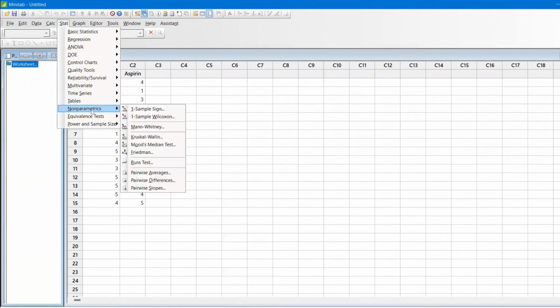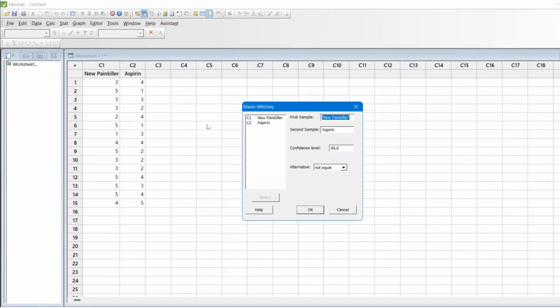So we can take non-parametric and go to Mann-Whitney, because we are talking about two groups, and whether they differ or not. So just have a go. First sample is painkiller, the second sample is aspirin, and the confidence level we can keep at 95%. In some cases, even if you want 99, you can do it, right? And this is medicine, so if you want your confidence level to be high, 99 also you can do, no problem.